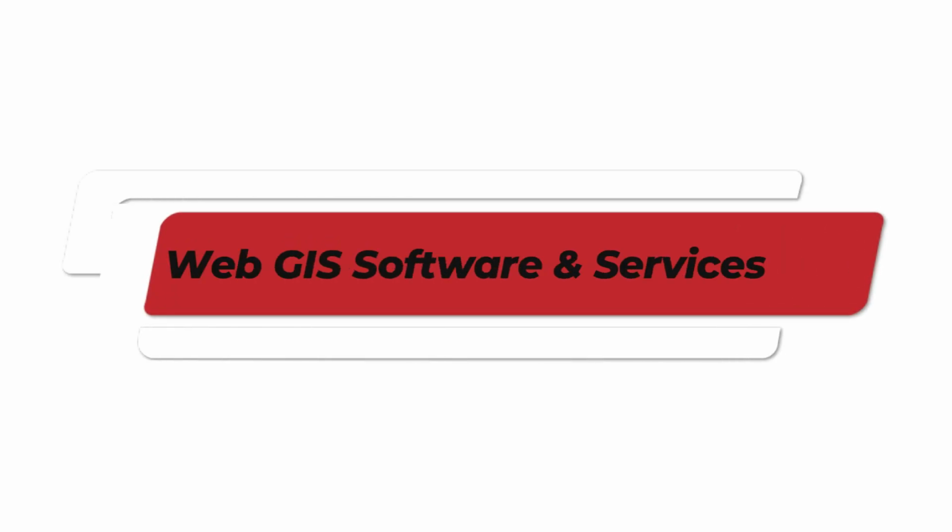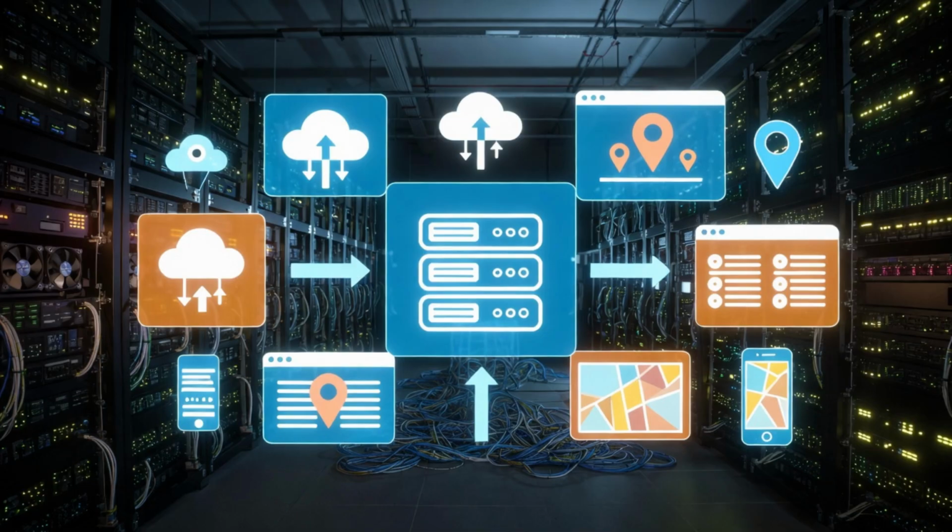Now let's look at the software and service requirements of Web GIS. A typical Web GIS system includes server hardware, GIS server, web server, and a relational database management system. It also requires a server operating system and GIS services. On the client side, users can access the system using web browsers or mobile devices through the internet.